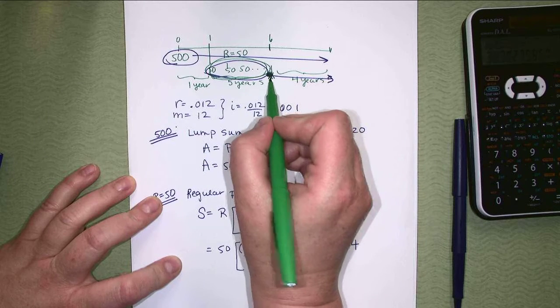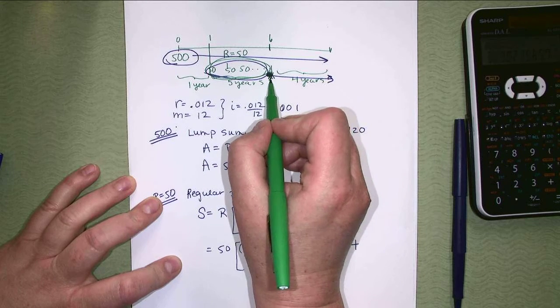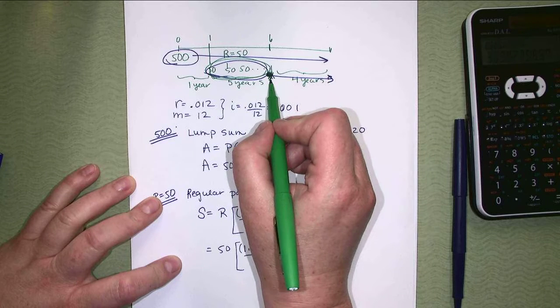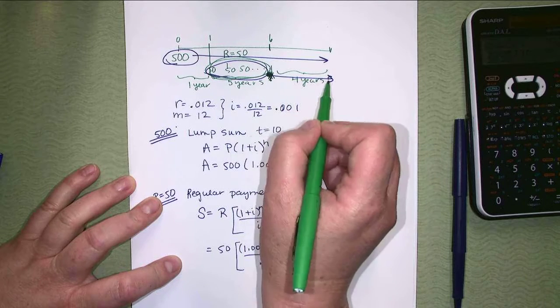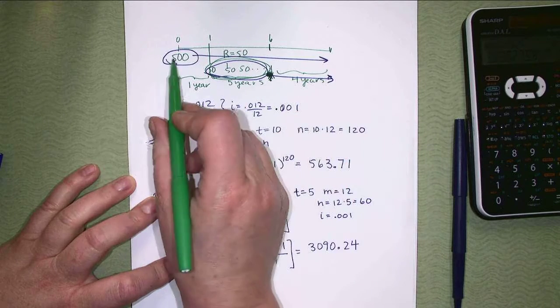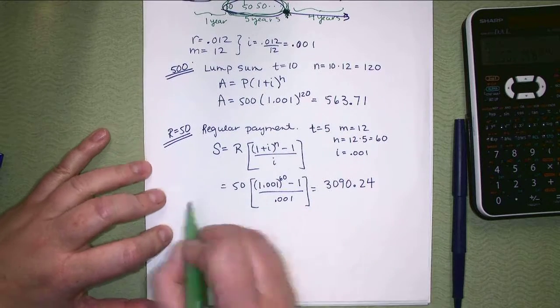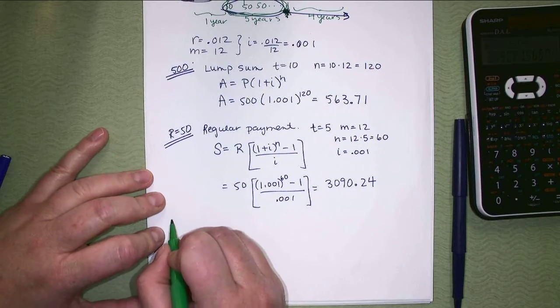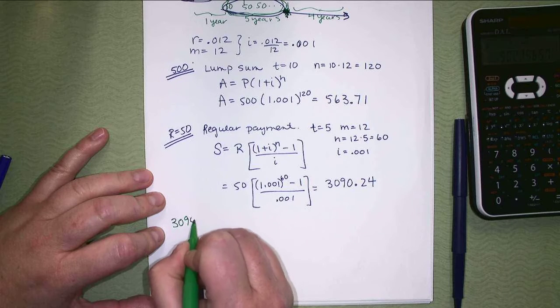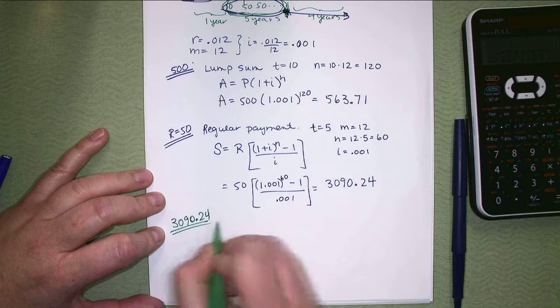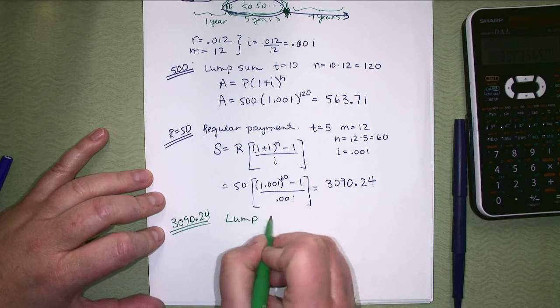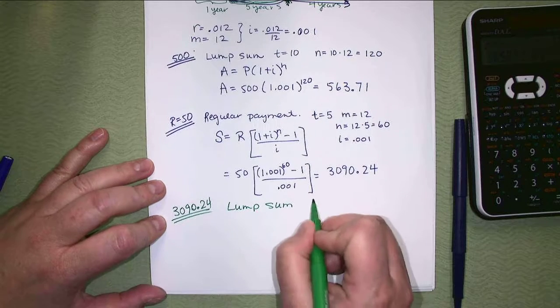So what do we now need to do with that? It needs to sit in the bank like a lump sum for 4 years, just like that 500 sat and we didn't add to it. We're not adding more to it. So this 3090.24 is now a lump sum for 4 years.